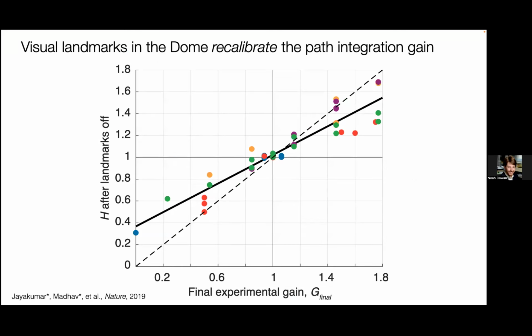This is how I, as an engineer, became really convinced that path integration was a real thing. We've been looking at the data from Ravi and Manu, who are the lead authors on that work. And as Jim showed, every individual color here is an individual rat. Every dot is an individual session for that rat, and for different experimental gains, we got different recalibration effects.